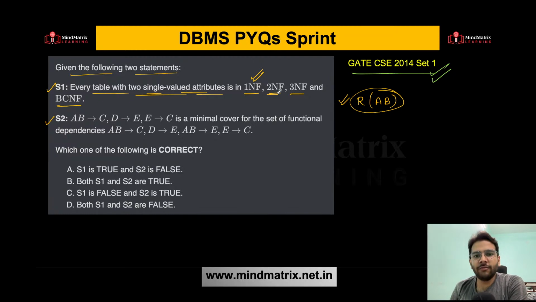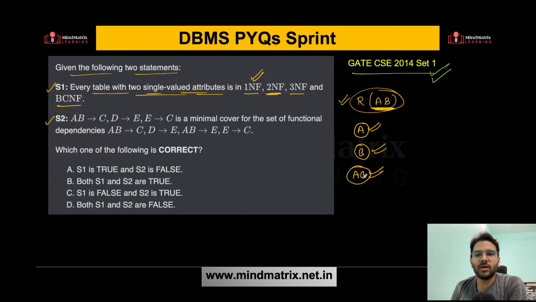But what about 2NF? If I have just two attributes here, can we have partial dependency? Not possible, right? We cannot have a partial dependency. See, either A is going to be my key, or B is going to be my key, or AB can be my candidate key. If I have just A, then there is no point of having partial dependency. Just B, no partial dependency.